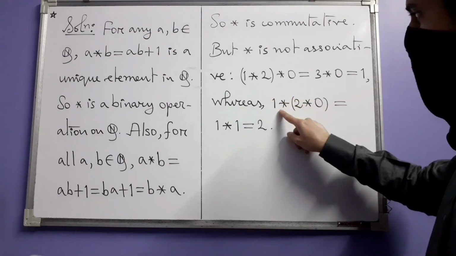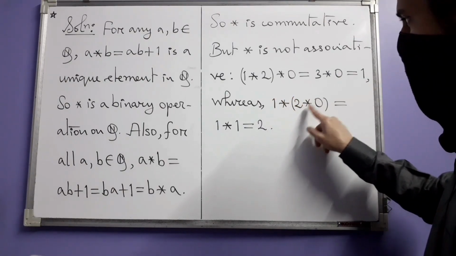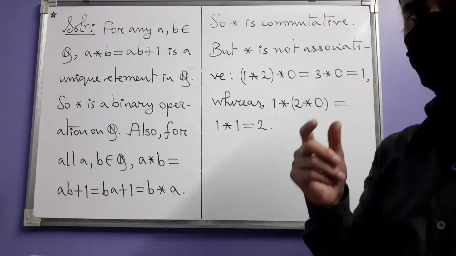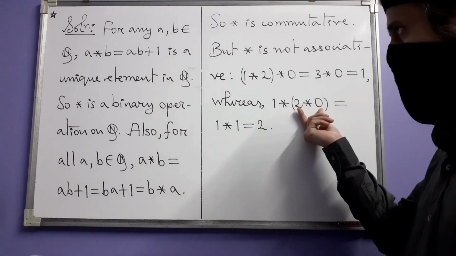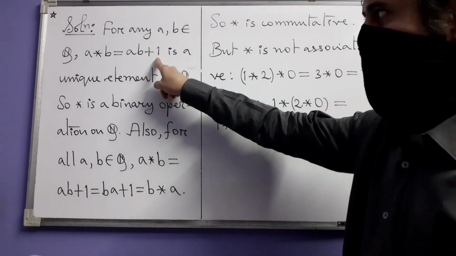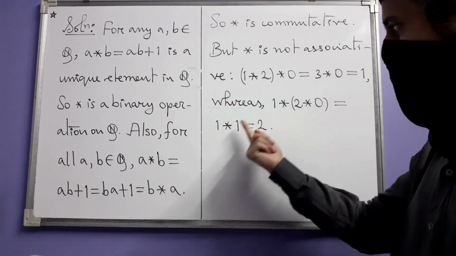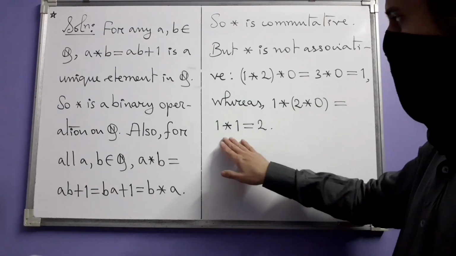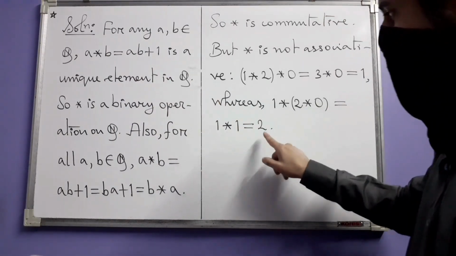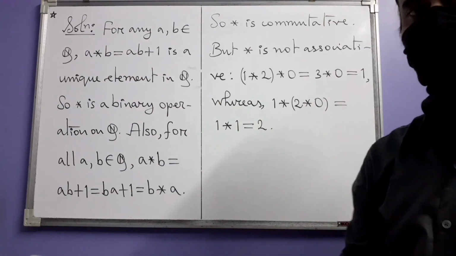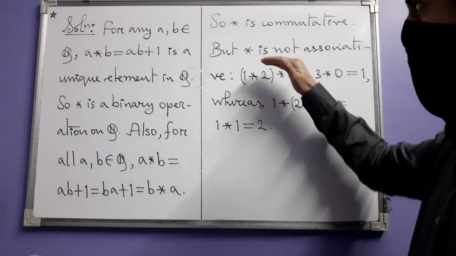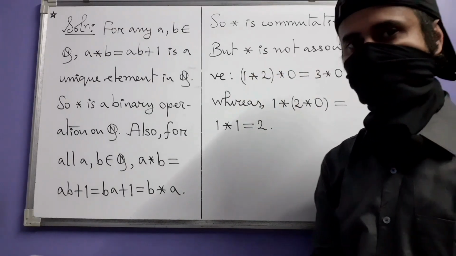Whereas, if we instead calculate 1 star 2 star 0, then we have to first calculate 2 star 0. 2 times 0 plus 1 is 1. So that means this is 1 star 1. And 1 times 1 plus 1 is 2. So you are getting different results. So that means this is not associative.